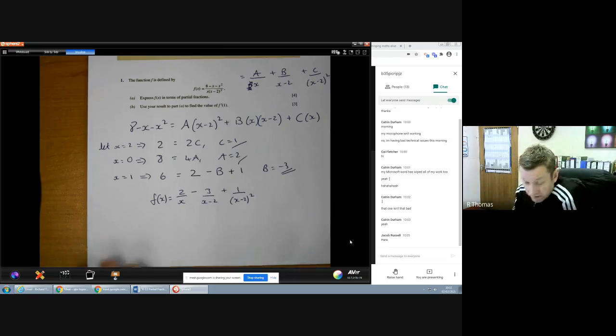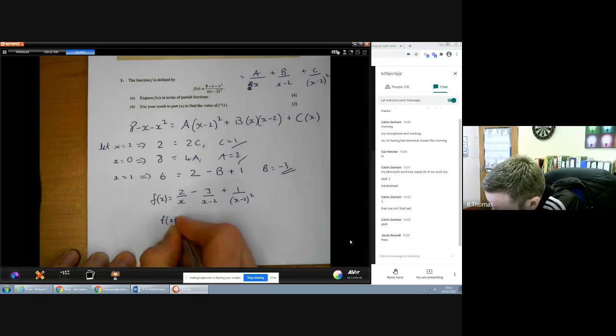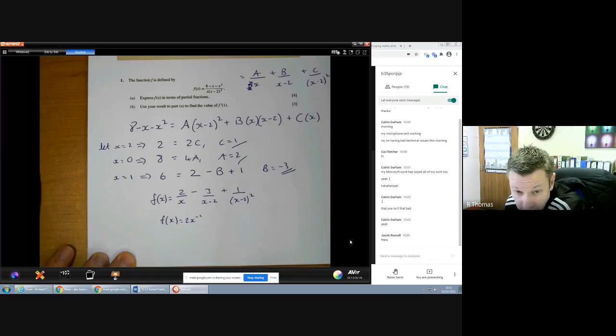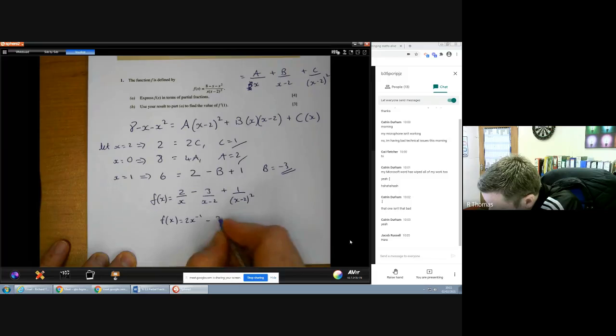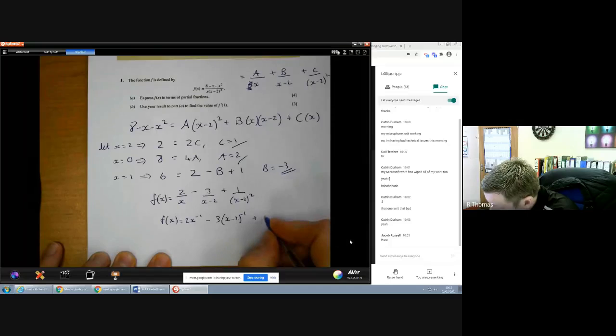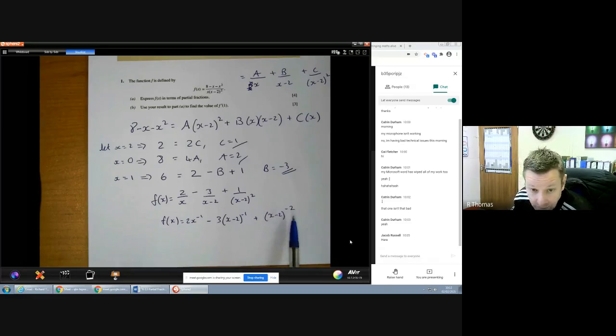So this is how I would differentiate this. I would rewrite them first of all as 2x to the minus 1, minus 3 brackets x minus 2 to the minus 1, plus x minus 2 to the minus 2. So what I've done there is I've eliminated the fraction part of it by using the negative indices. This is just how I do it, okay?